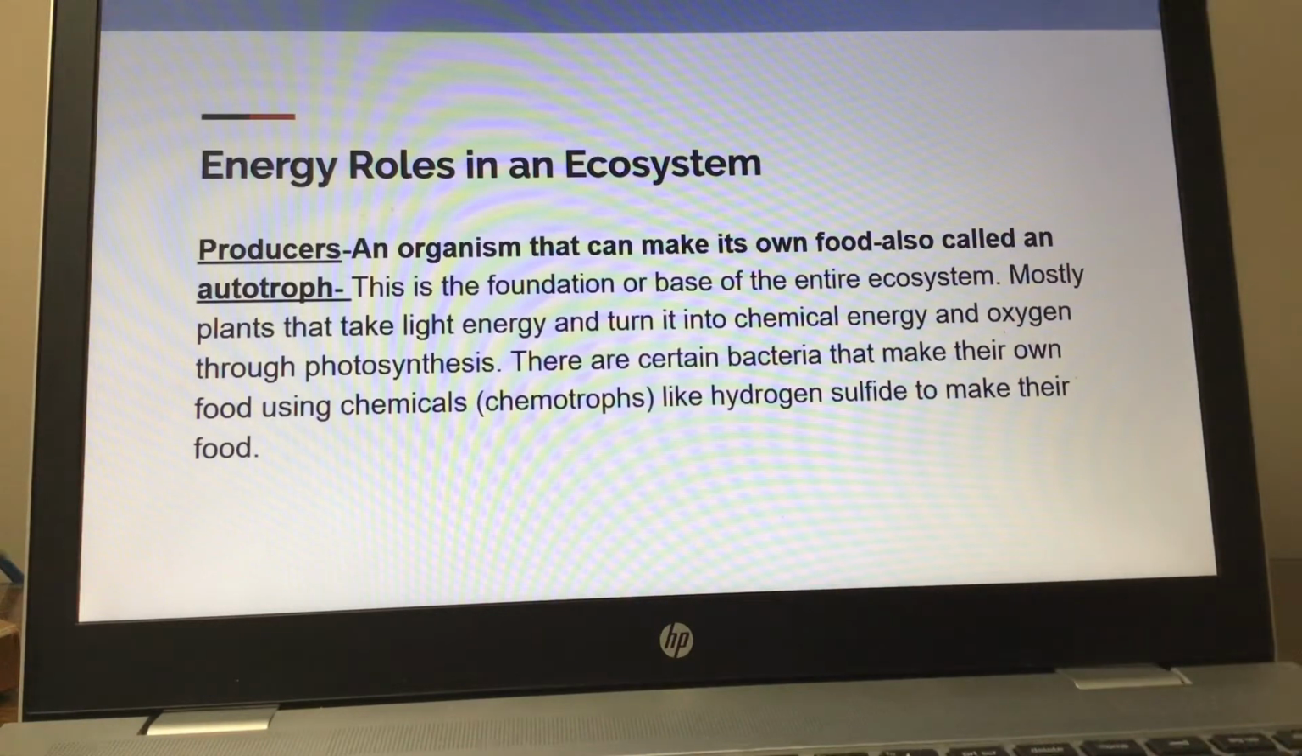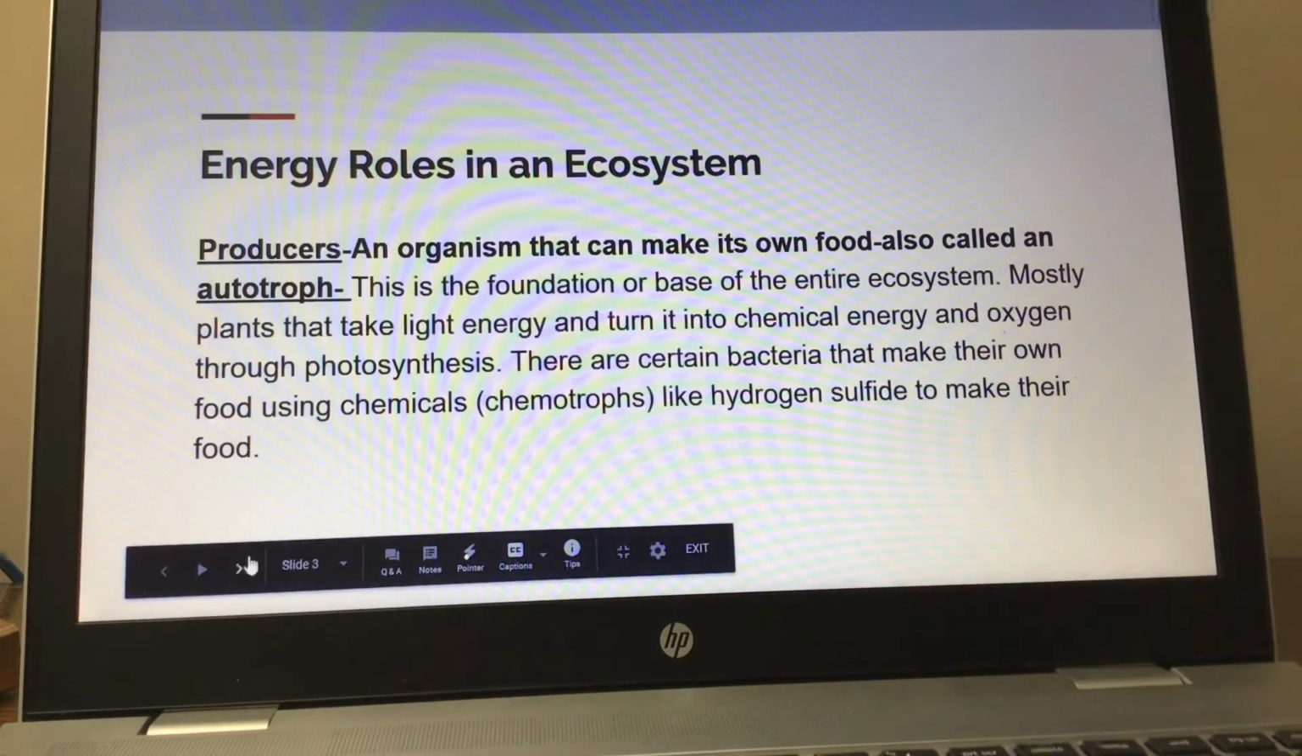The plants take the light energy from the sun, convert that light energy into chemical energy, and release oxygen through photosynthesis. The bacteria that I'm talking about is just a small part of the whole overview of producers, and they take hydrogen sulfide from their atmosphere and make it into food. But those are found way down deep in the ocean.